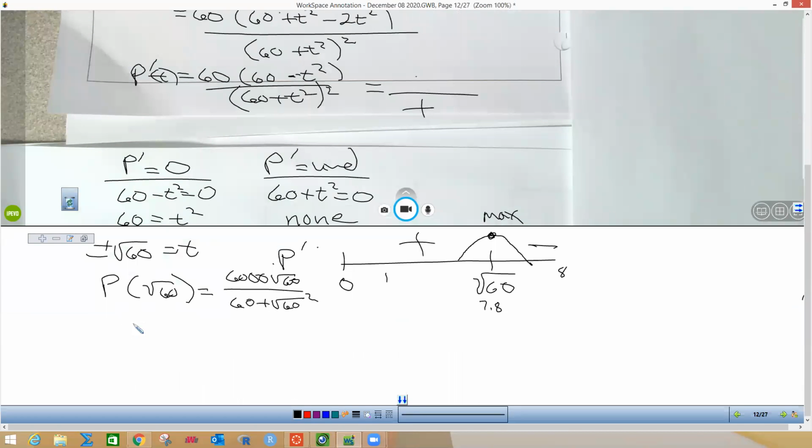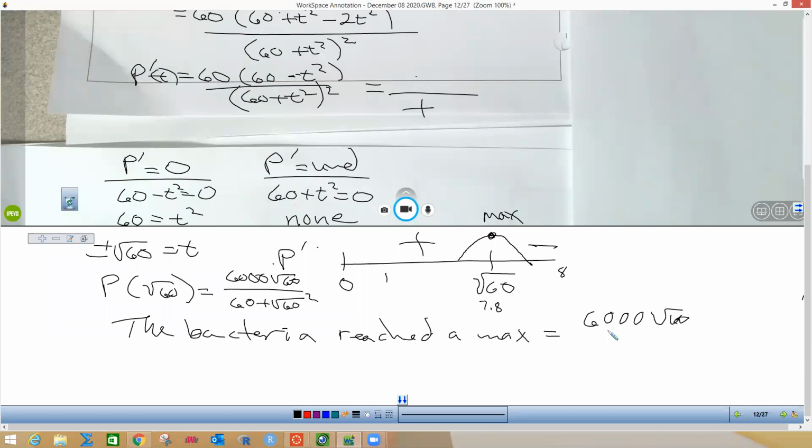So we're going to say the bacteria reached a max of 6,000 times the square root of 60 over, I don't know, maybe you want to make that 120. You can, you don't have to, because that cancels the square root out and that's 120. You could reduce more if you wish. Bacteria, and we probably should put a squiggly here, at T equals square root of 60 weeks.